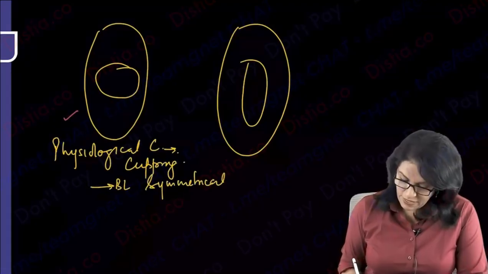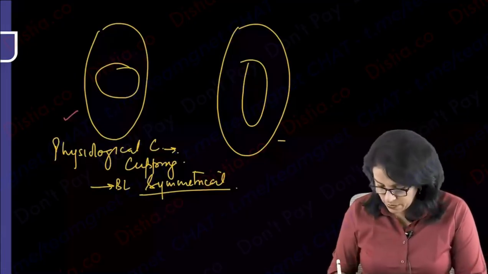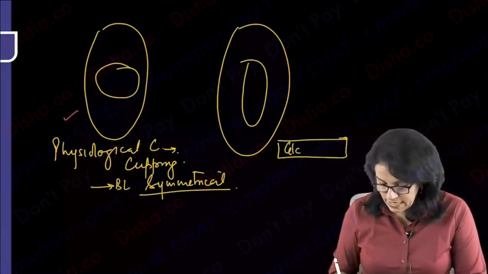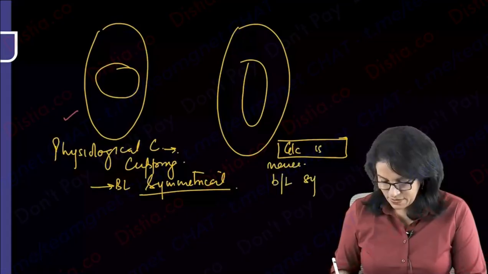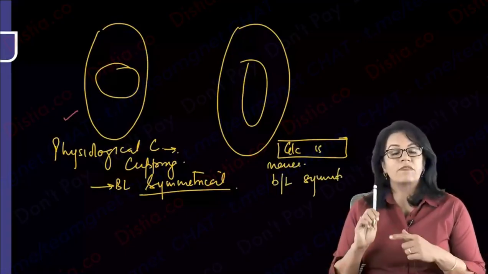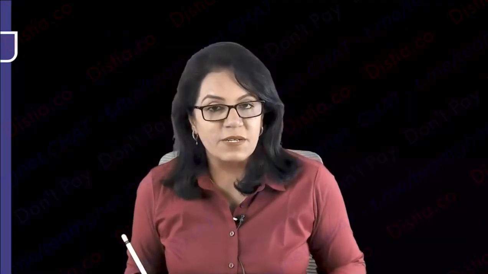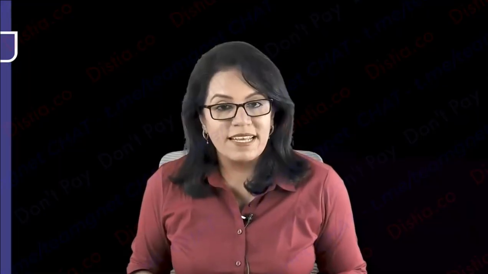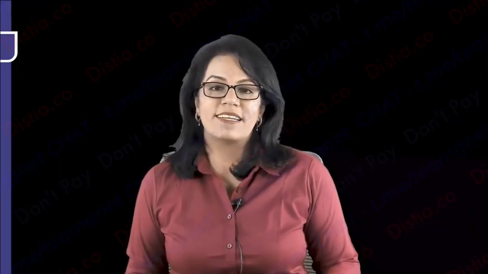Physiological cupping is bilaterally symmetrical. Make another box, write down. Glaucoma is never bilaterally symmetrical. Got it? Either one eye will be affected before the other, or maybe only one eye is affected and the other is not affected at all. So glaucoma is never bilaterally symmetrical, put it in the box. But physiological cupping can be bilaterally symmetrical.